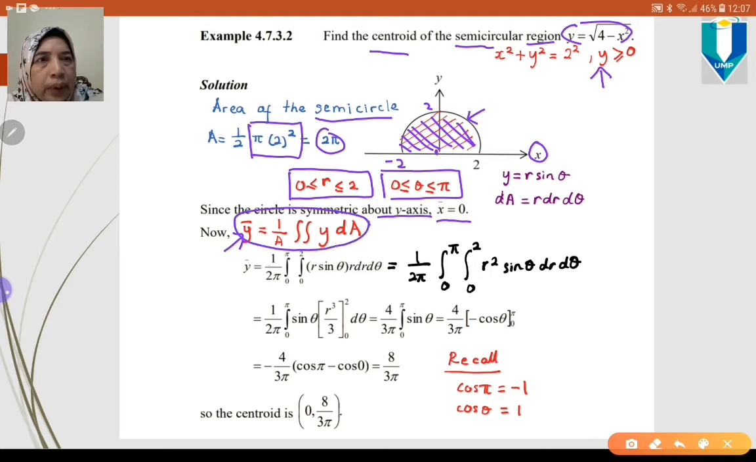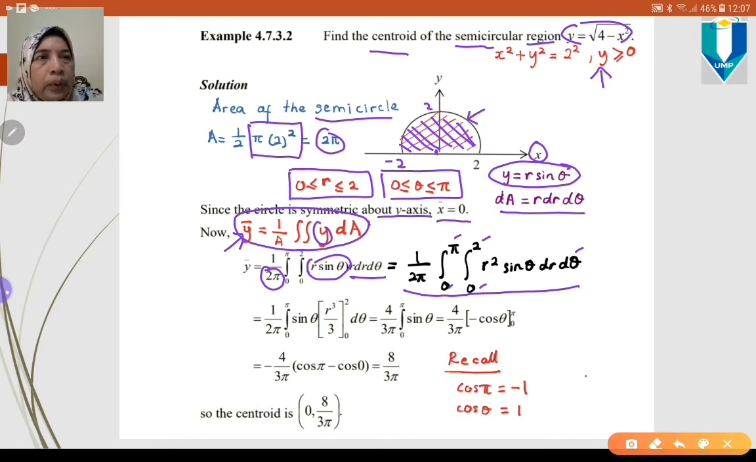So we substitute the A value to be 2π. And the y value here, we change it to r sin θ, and we change dA to r dr dθ. So we need to find that value. The range of r is from 0 until 2. Substitute values in here for the limits, and for θ, because θ is from 0 until π, that will be the limit.